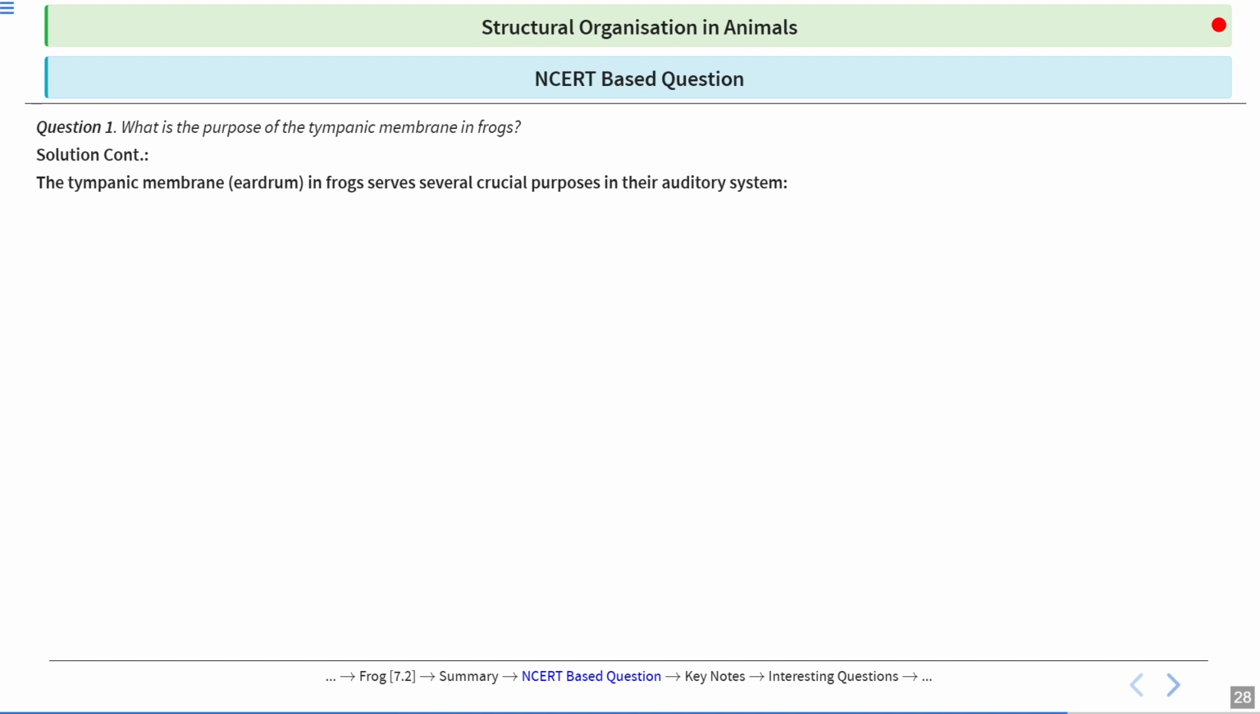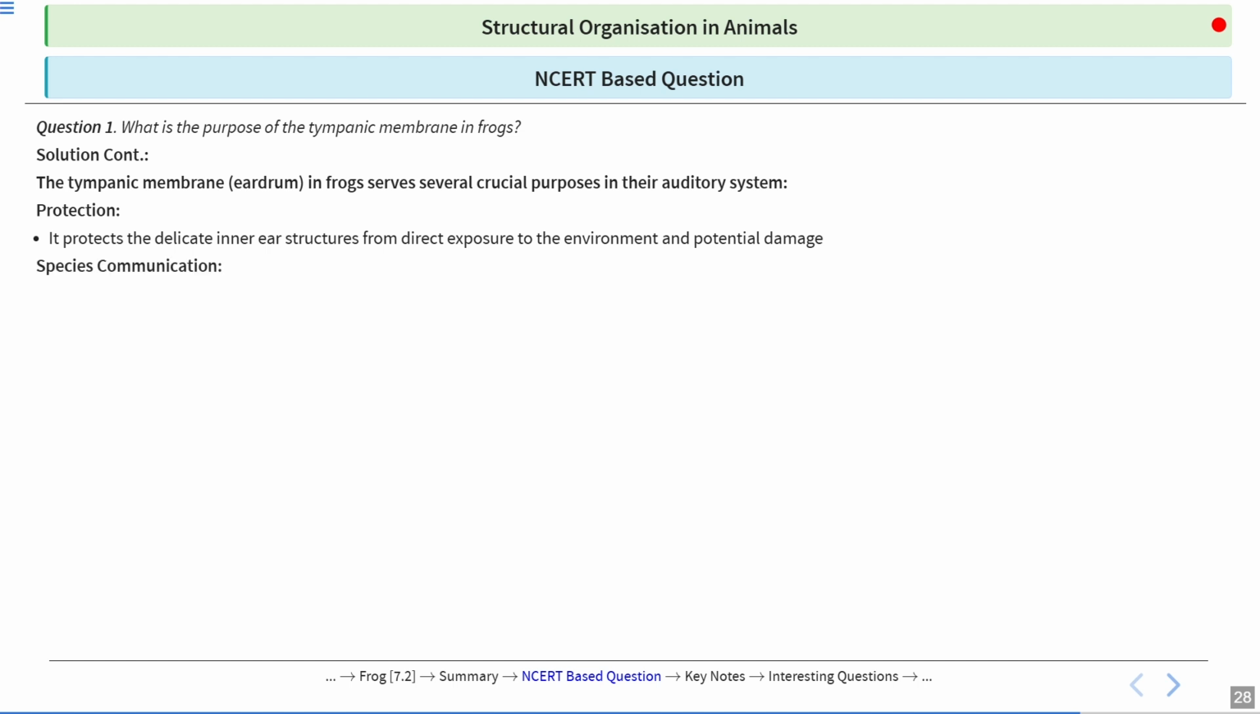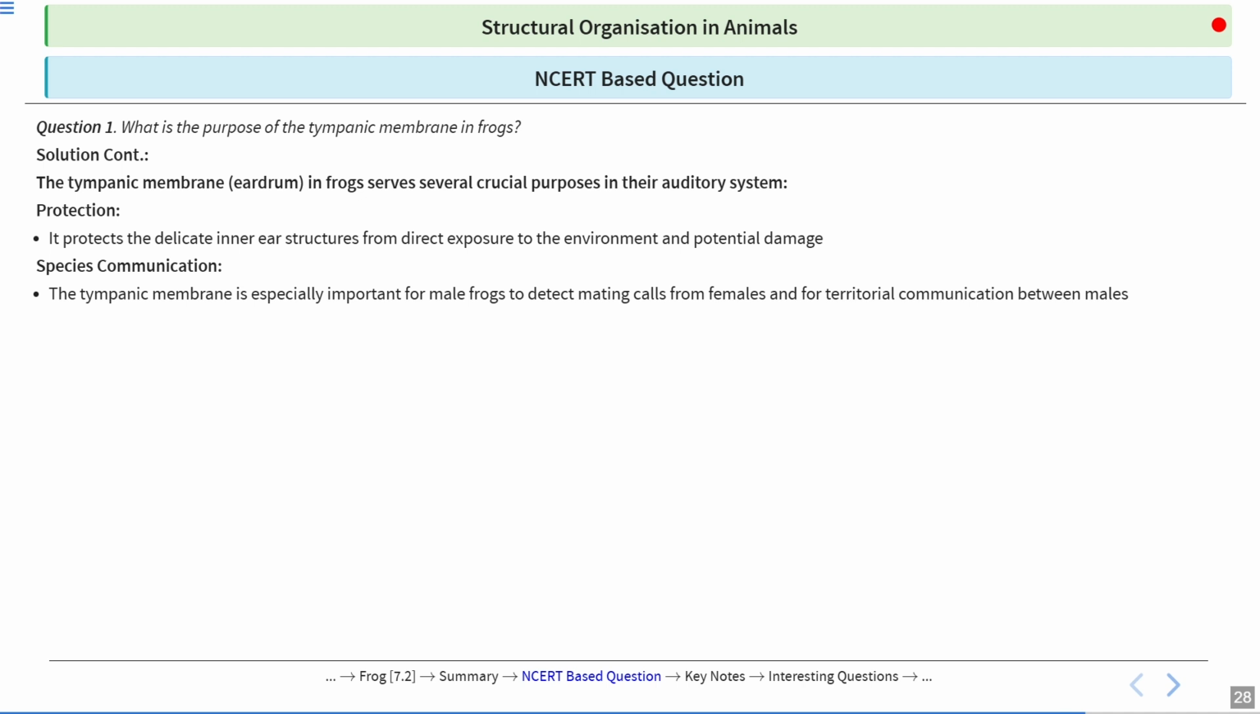The tympanic membrane in frogs has several functions. Third is protection. It protects the delicate inner ear structure from direct exposure to the environment and potential damage. Species communication. The tympanic membrane is especially important for the male frog to detect mating calls from the female. If they are not able to hear the call from the male frog, then they cannot go for the mating purpose.